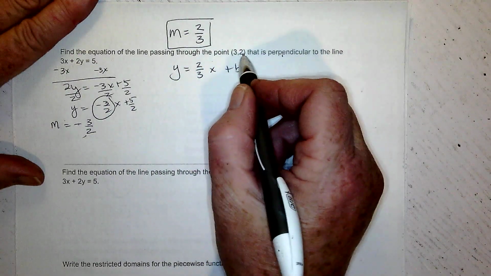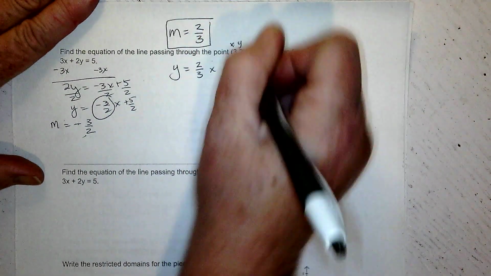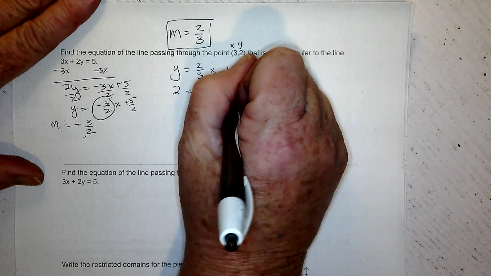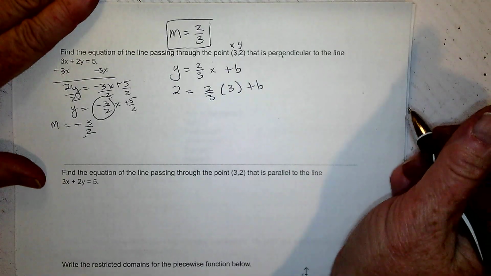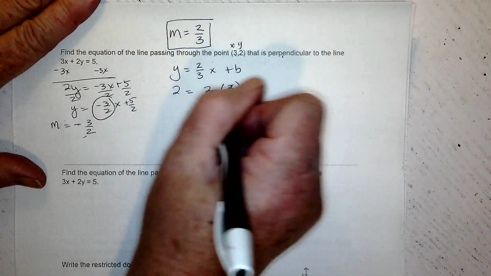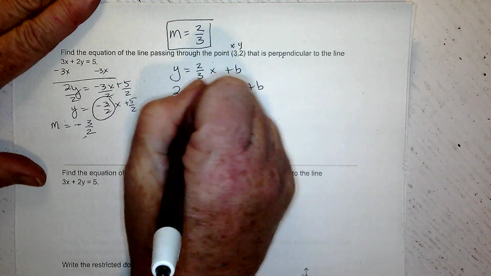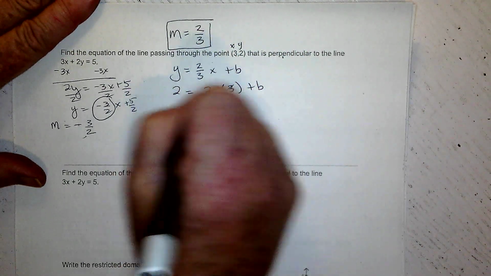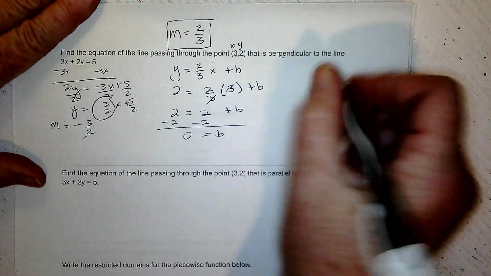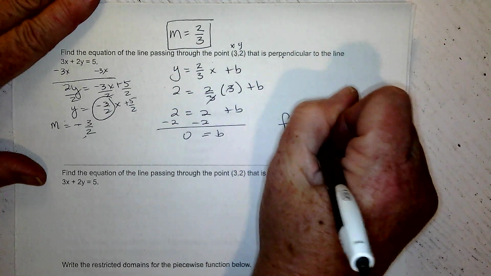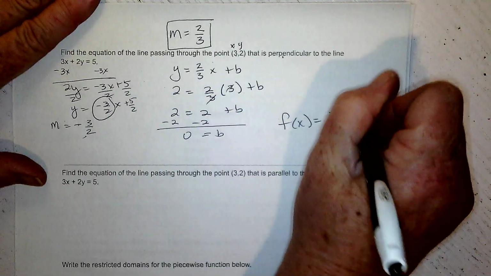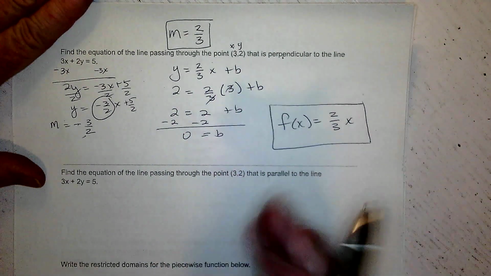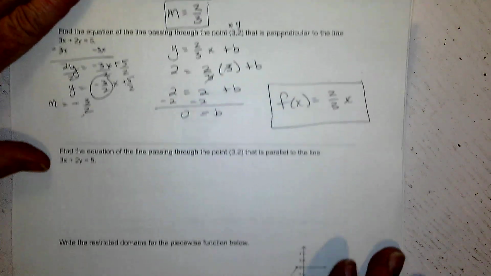It goes through the point 3, 2. Well, there's my x, there's my y. So 2 equals 2/3 times x, which is 3, plus b. Oh, this is definitely the way to do this. These 3's reduce, and it leaves me with 2 is equal to 2 plus b. Subtract 2 from both sides. B is equal to 0. So my line is just 2/3 x, because my y-intercept is 0. So plus 0 is not something you want to stick on there. That's the line for that one.